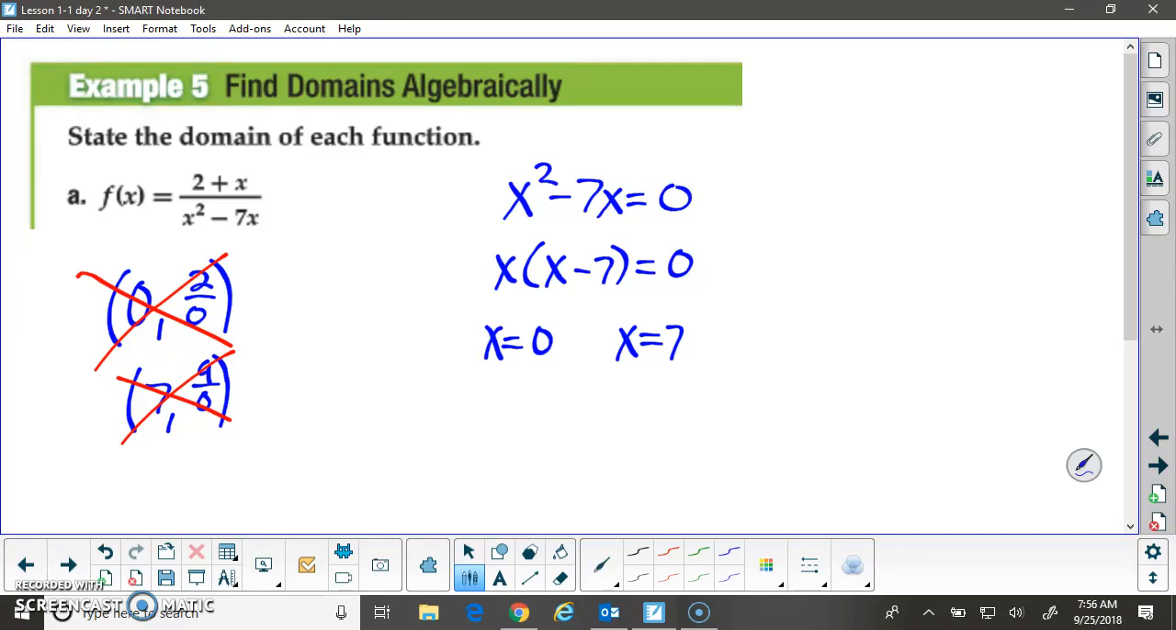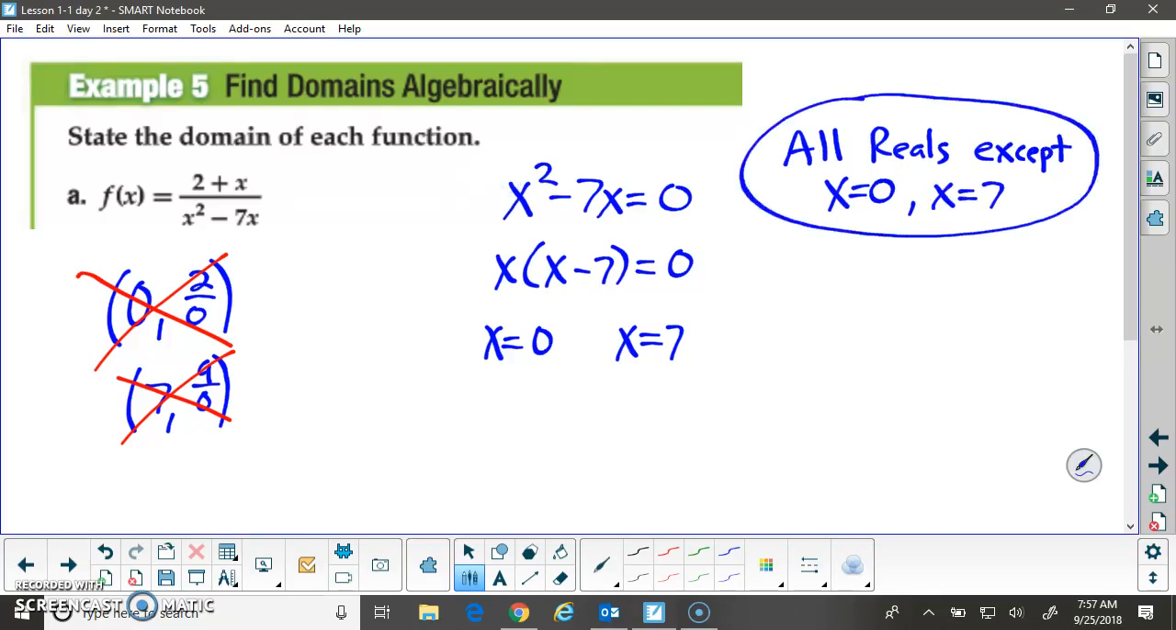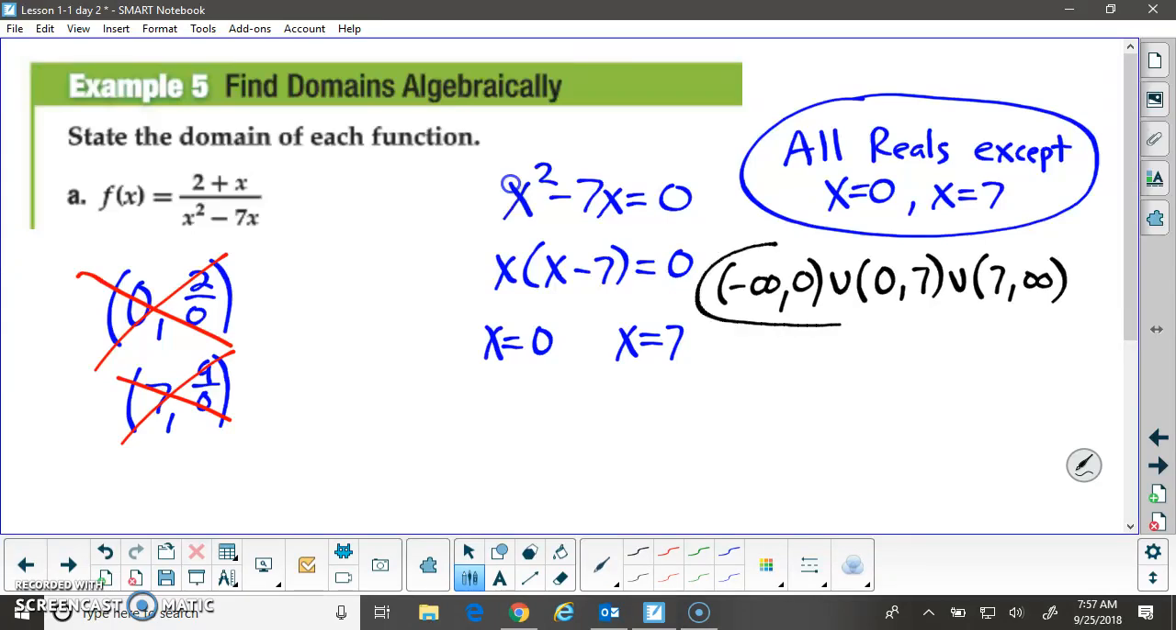So there's one of two ways to write out your answer. So here's one way to write it, just as a sentence, all real numbers except for 0 and 7. Or you could write it as an interval. We'd have numbers less than 0 combined with numbers between 0 and 7 combined with numbers greater than 7. So this would be another way of writing that answer. So the bottom one in black is an interval notation. The top one is just as a sentence. Either way is fine.